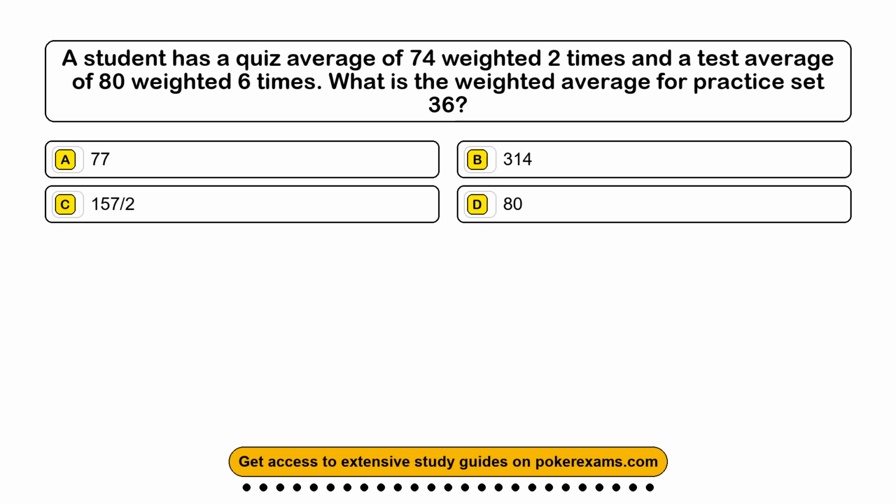Question 20. A student has a quiz average of 74 weighted 2 times and a test average of 80 weighted 6 times. What is the weighted average for practice set 36? Option A 77. Option B 314. Option C 157/2. Option D 80.